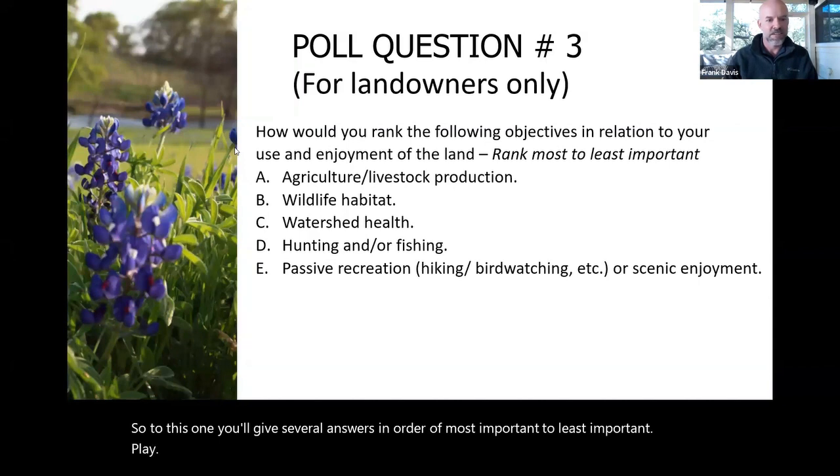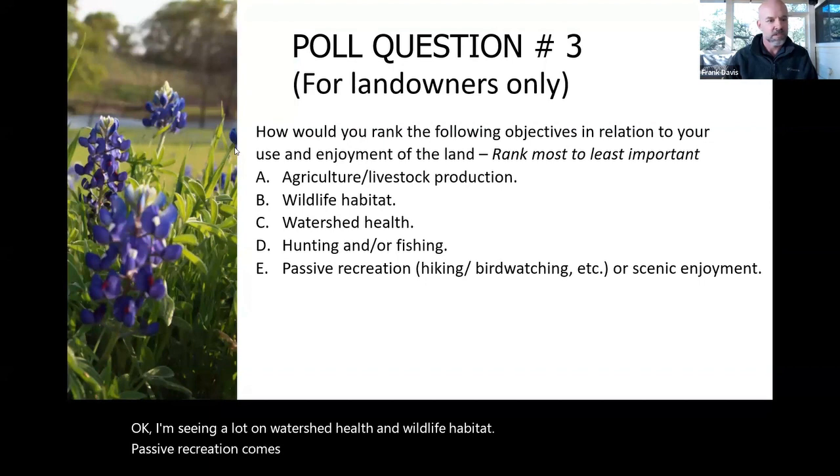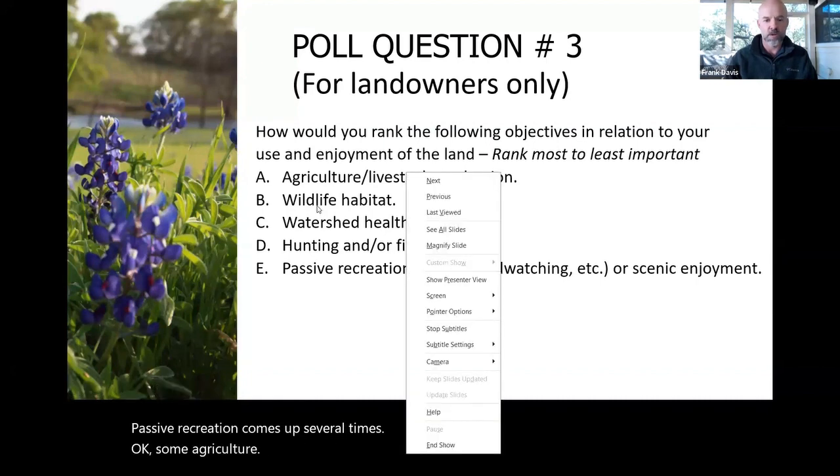Okay. Got some coming in. We got wildlife enthusiast, recreation, watershed health. Okay, I'm seeing a lot on watershed health and wildlife habitat. Passive recreation comes up several times. Okay, we have some agriculture. Okay, this is very helpful. And then we just have one more.